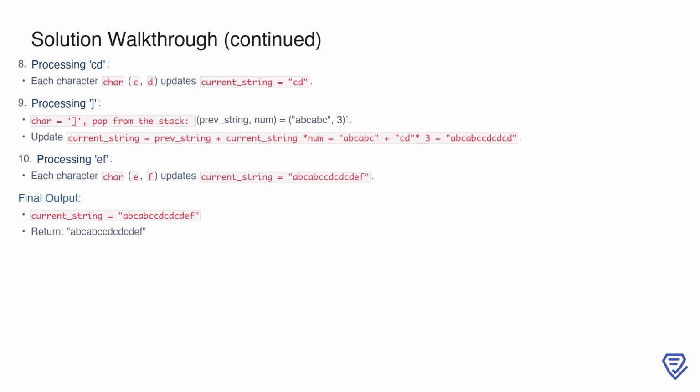The closing bracket tells us to decode this segment, so we pop the stack to retrieve the previous string ABCABC and the number 3. Repeating CD 3 times and appending it to ABCABC gives us ABCABCCDCDCD. Finally, we process the remaining characters E and F, which are appended directly to the current string, resulting in ABCABCCDCDCDEF. This becomes our output, and we return ABCABCCDCDCDEF.